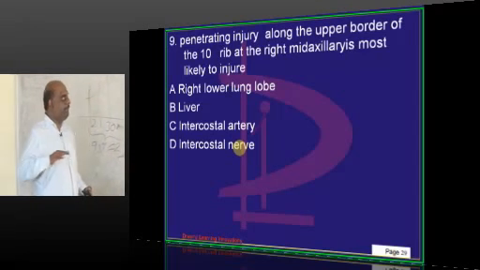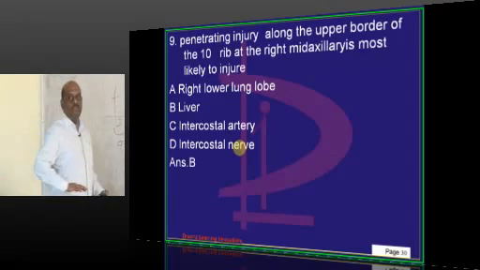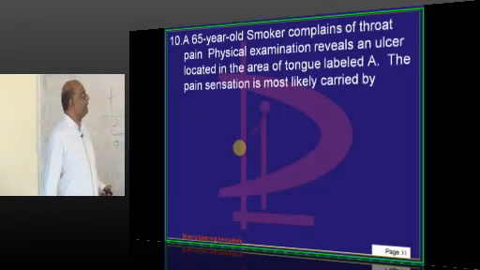Upper border of the 10th rib in the right mid-axillary line, what does it injure? Typically it injures the liver. Liver is the structure which is there.